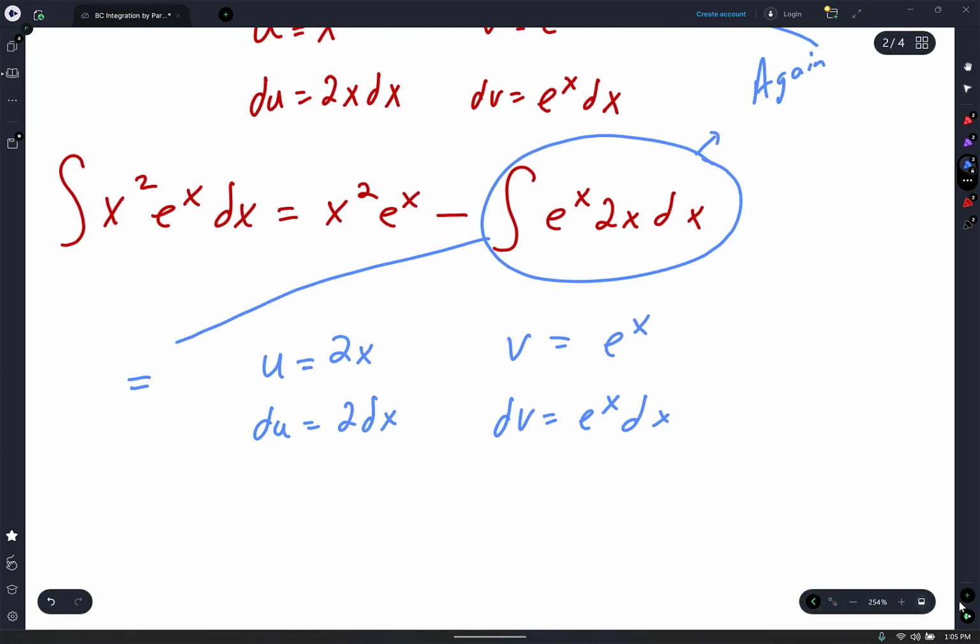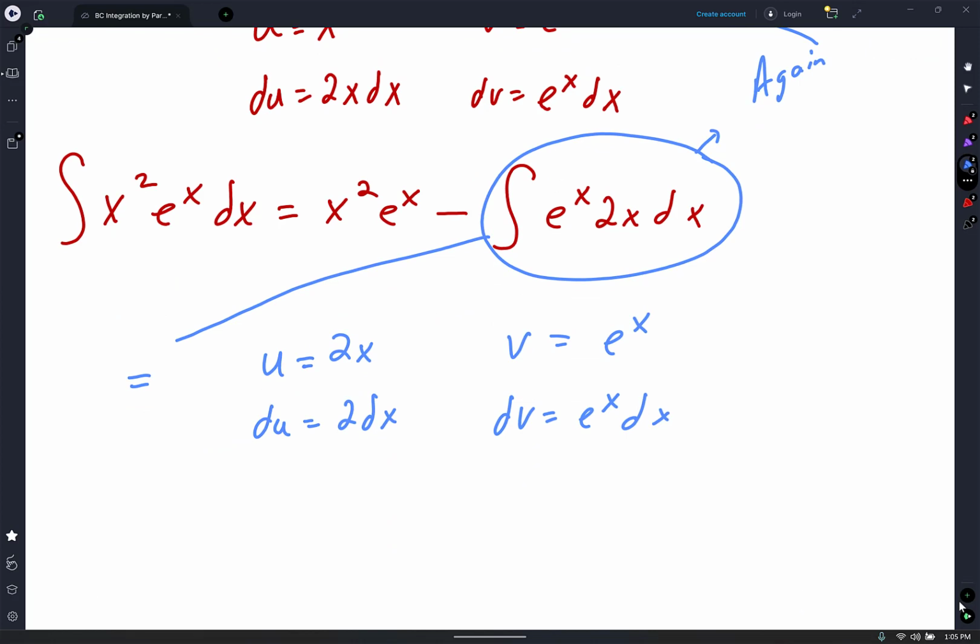So here we go. This is just for what I circled in blue, guys. So uv is 2x e to the x minus the integral of v du. And now look at this. Isn't this way easier to integrate?